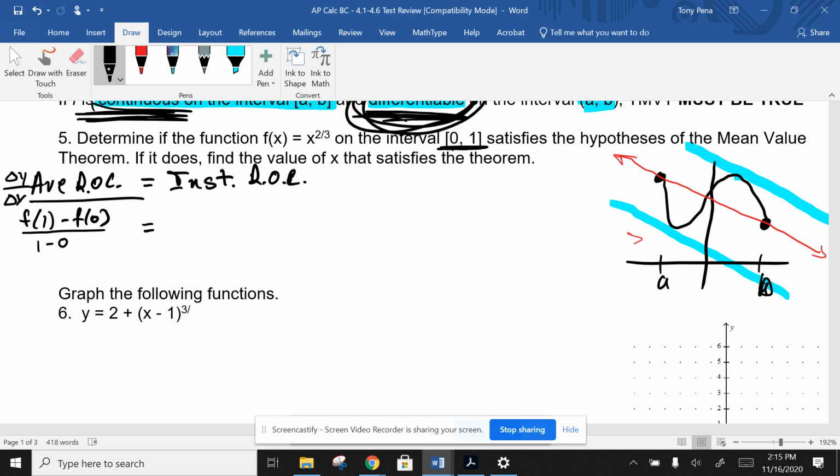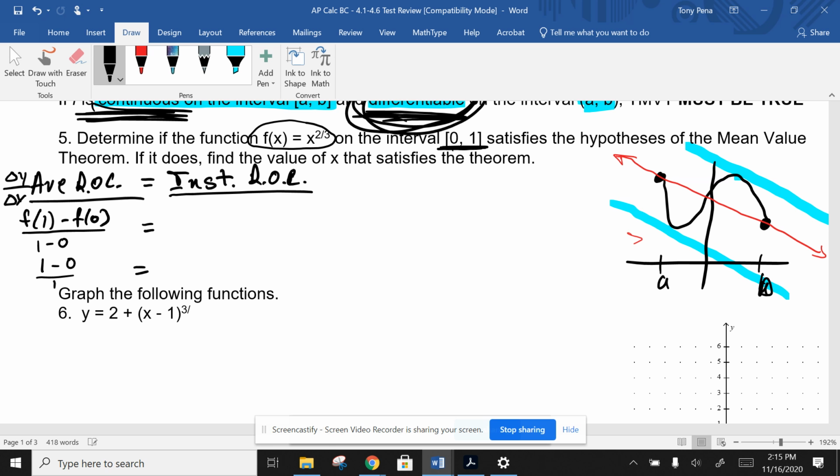This is pretty easy in terms of getting these values. So take a 1 and plug it in. 1 to the 2/3 should be 1. A 0 to the 2/3 should be a 0, and then over a 1. So my average rate of change is 1. So our average slope, if we connected the two endpoints, the slope is a 1.